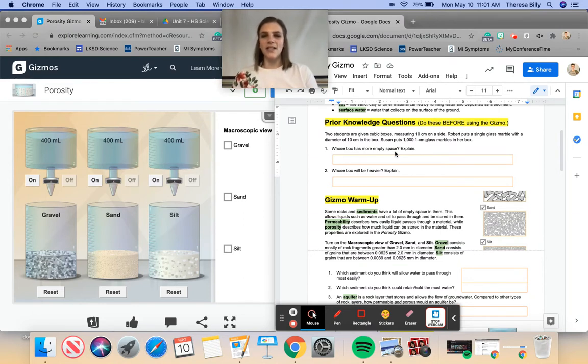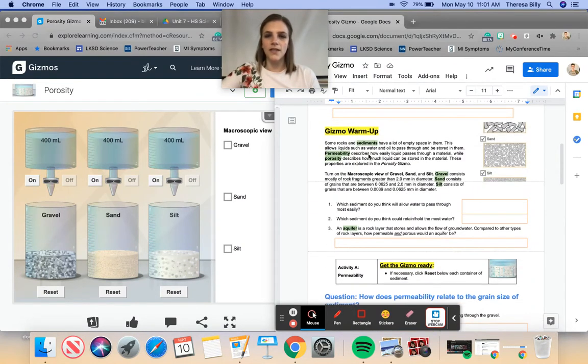So the first question is asking you whose box has more empty space, meaning the space in between the marbles. And the second one is whose box would be heavier. Again, do the best that you can, take a guess. It's just helping you think about the difference between permeability and porosity.